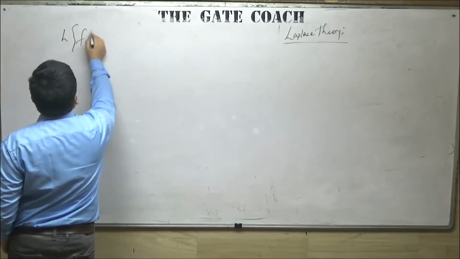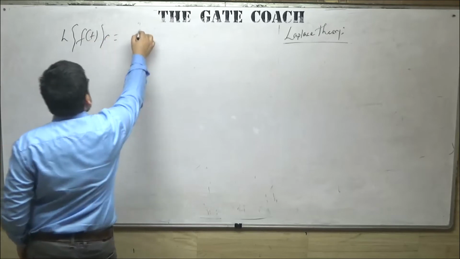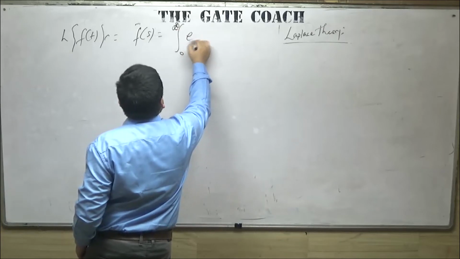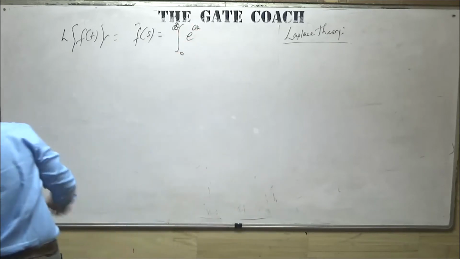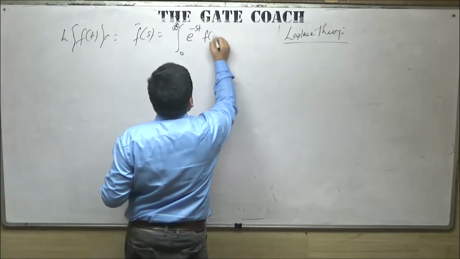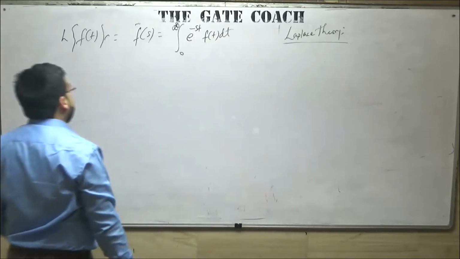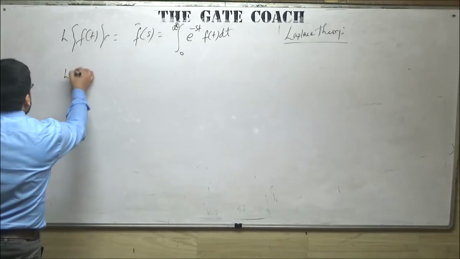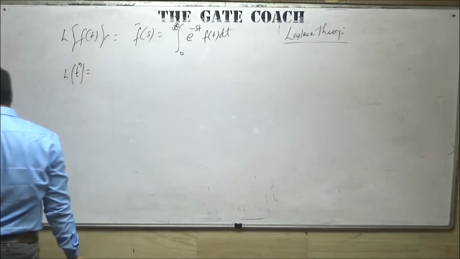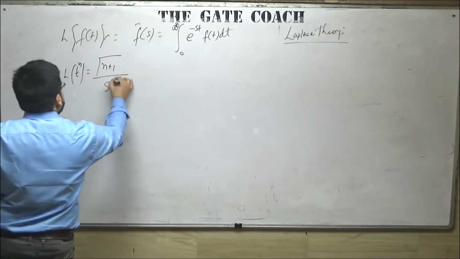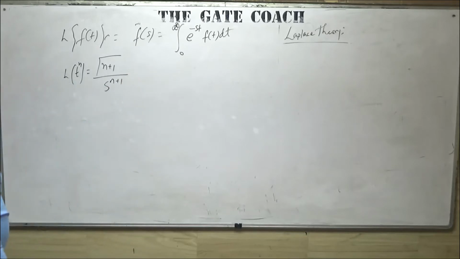Laplace of f of t, right? It is given by f bar of s, the integration from 0 to infinity of e raised to the power minus st into f(t) dt. This is the basic definition of Laplace. And we got some results. That is, Laplace of t raised to the power n is equal to gamma of n plus 1 divided by s raised to the power n plus 1. This was the first value that we had got.